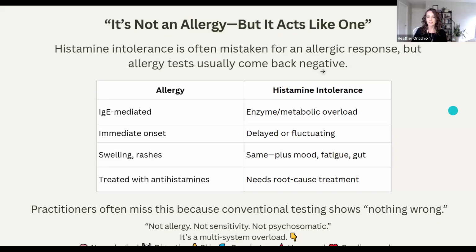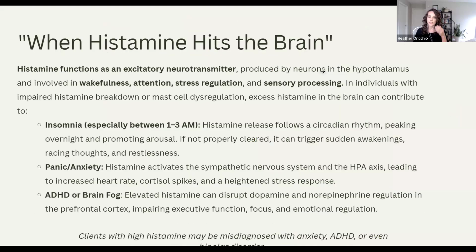So when histamine hits the brain, again, keeping in mind histamine is a neurotransmitter, its job, we couldn't survive without it. Histamine gets a bad rap in this presentation, but it is essential because we need it to keep awake. We need it to maintain our arousal, our attention. But of course, when we have too much histamine in the brain, that's when we're going to run into some problems. So that's where we can see the insomnia at this 1 to 3 a.m. time.